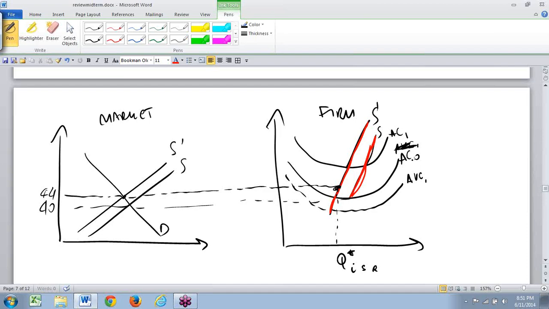Okay, so here I have AC0, that is average cost at time 0, and average variable cost at time 1, okay? I don't have any AVC0, that in any case would be the average variable cost at the beginning, before the increase in the variable cost, okay?